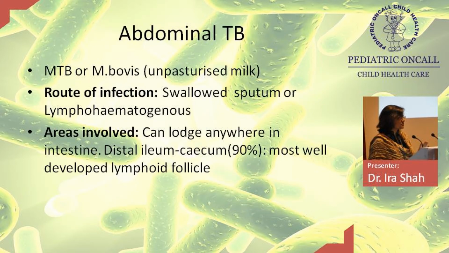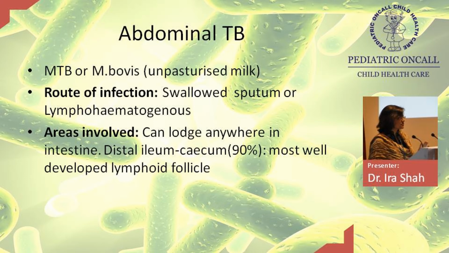Among the pathogenesis, we talked about how the Ghon's focus occurs, how it spreads through the lymph nodes and through the bloodstream and spreads into various parts of the body. But we didn't discuss about abdominal TB. How does abdominal TB occur? Does it occur because of inhalation? Now we all know that abdominal TB occurs either due to MTB or M. bovis. M. bovis comes through unpasteurized milk. Nowadays most of the milk is sterilized, so you hardly get M. bovis infection coming. So most of the time your route of infection is still through the lung because of swallowed sputum, or it's a lymphohematogenous spread.